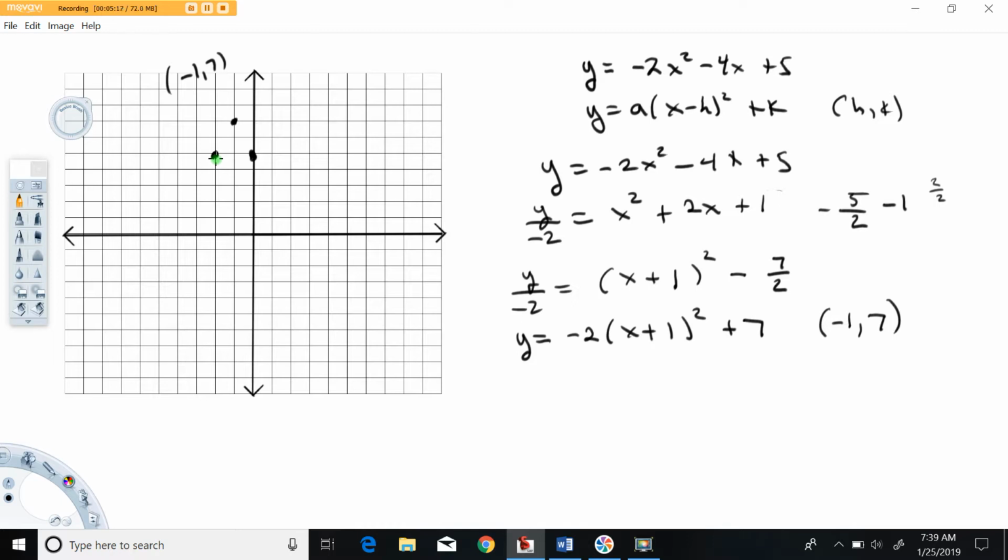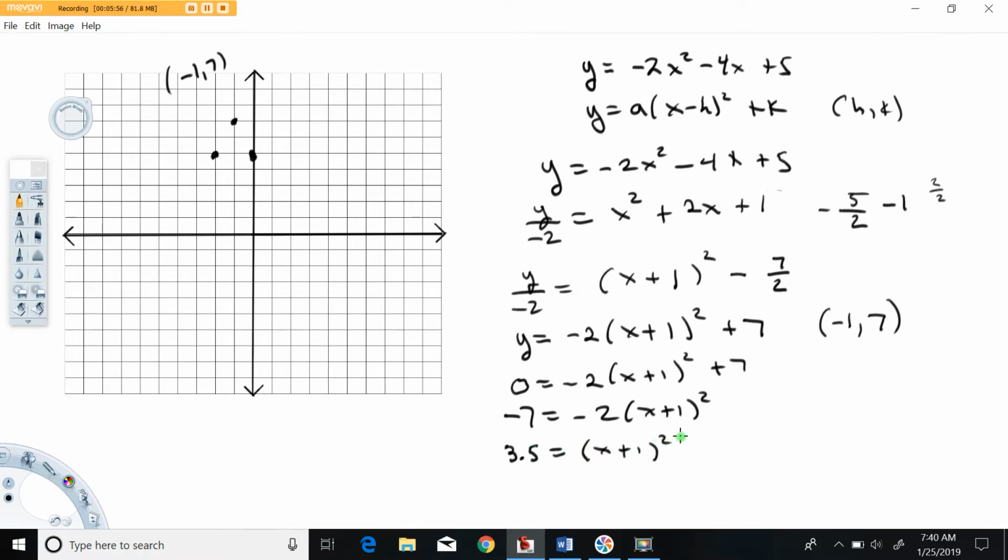All right, let's go ahead and look for the intercepts. Now we can do that a couple different places. We can either put a 0 here and apply the quadratic formula, or we can put a 0 here and solve for x. I'm going to go ahead and do that. So we got 0 equals negative 2 times x plus 1 squared plus 7. We would then subtract the 7. Divide by negative 2. And since we're going to be doing this for graphical purposes, I'm just going to go ahead and put 3.5 here instead of 7/2. Right, and this is coming from negative 7 divided by negative 2. There's our 3.5.